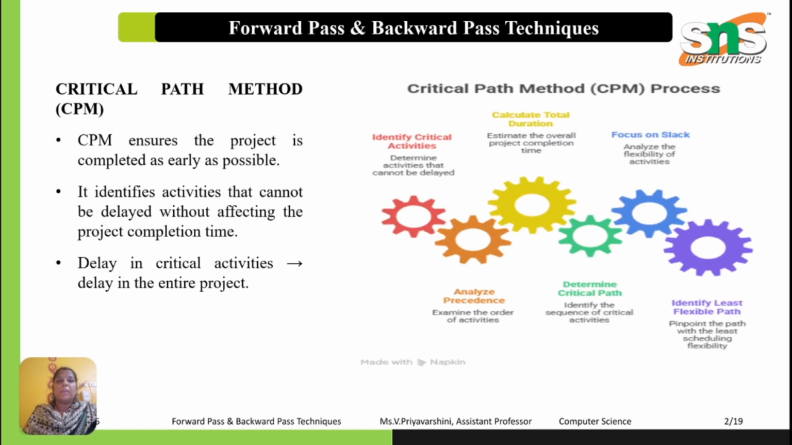Next is the critical path method, that is CPM. The critical path method, commonly known as CPM, is a project scheduling technique used to determine the shortest possible time needed to complete a project. The primary purpose of CPM is to identify the critical activities, to determine the project duration, and to manage the project schedules effectively. A critical activity is one that cannot be delayed without affecting the overall project completion date. If any activity on the critical path gets delayed, the whole project will also be delayed. Therefore, CPM helps managers focus their attention on the most important activities.